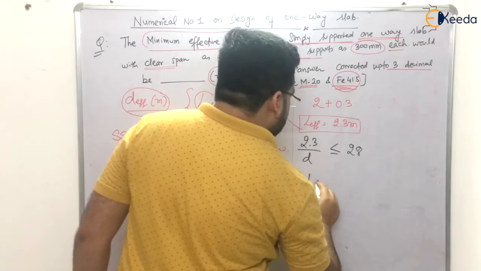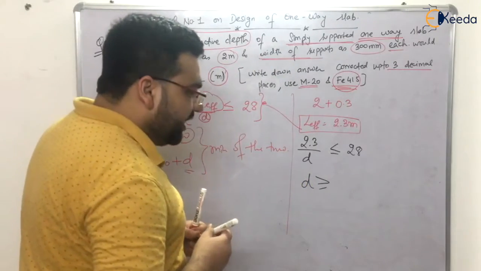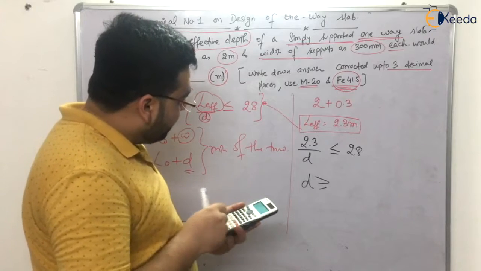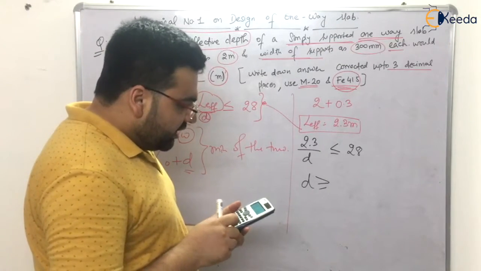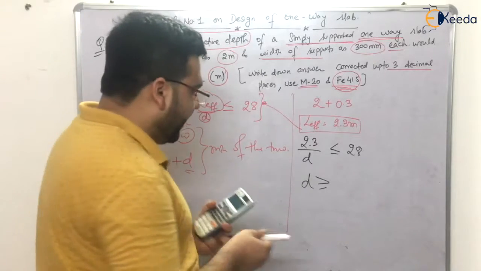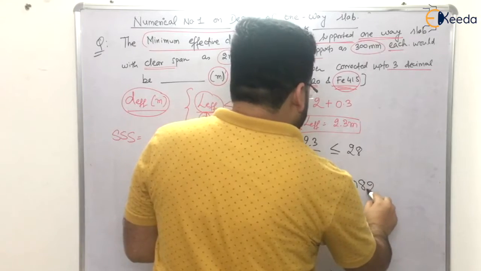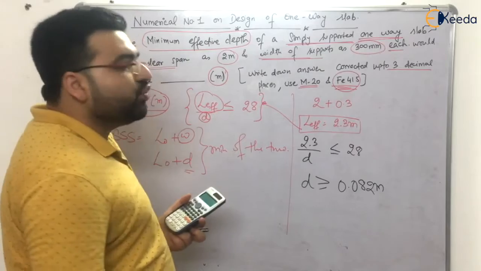So how much D is coming? D should be greater than or equal to 2.3 divided by 28. It comes out to be 0.082 meter. If you multiply it by 1000, it comes out to be 82 mm, right?